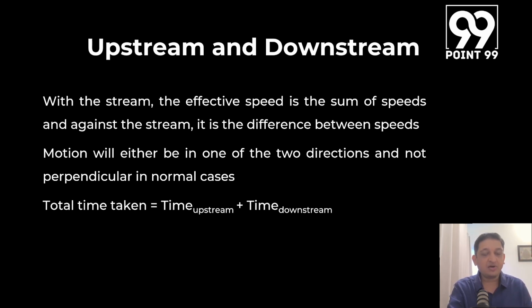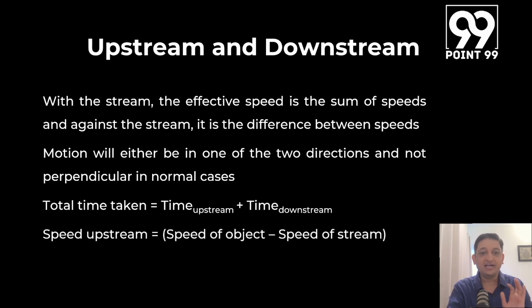In this particular context, the amount of time taken will be distance upon speed. So if the distance between these 2 points is, let's say, d, the time taken to go upstream is going to be d divided by b minus s, where b is the speed of the boat and s is the speed of the stream. Similarly, the time taken to go downstream will be d upon b plus s, because upstream we will subtract the two speeds against the stream and downstream we will add the two speeds because it is with the stream. So that is what we have to understand in terms of upstream and downstream.